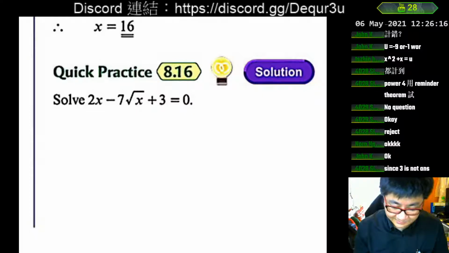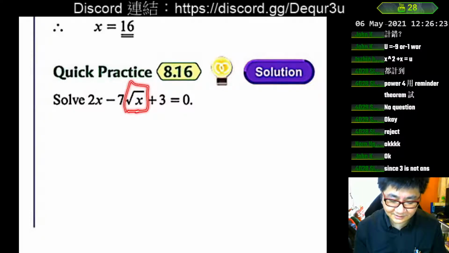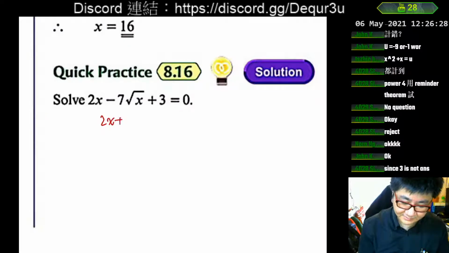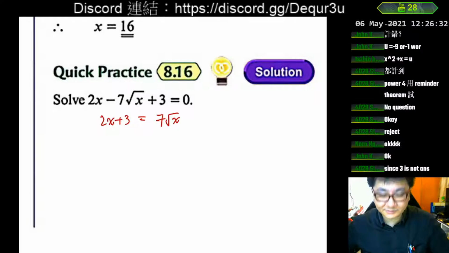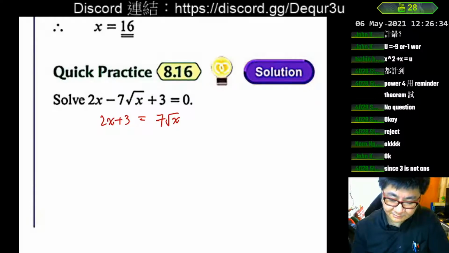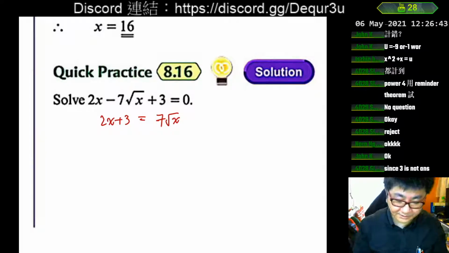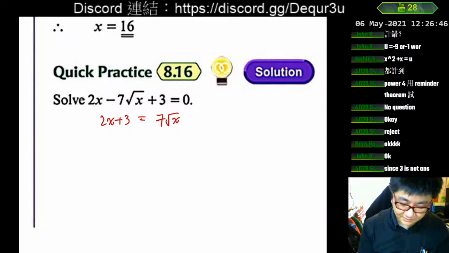Okay, so quick practice 16. So you can again see the square root x here. Therefore, we try to make this on one side and everything else to the other side. Then it is 2x plus 3 equal to 7 square root x. Okay, so put the square root on one side, and then put other no square root term on the other side. The square root on one side, and then next we can do the square. Do square both sides.